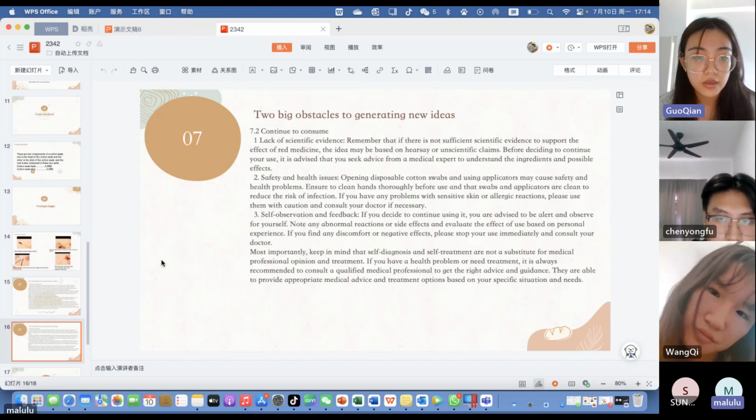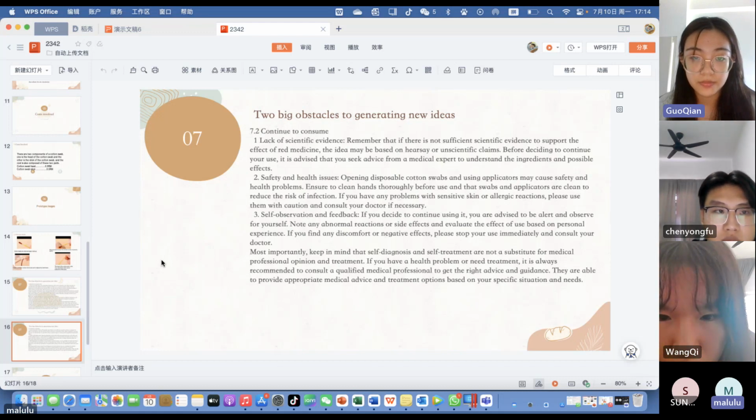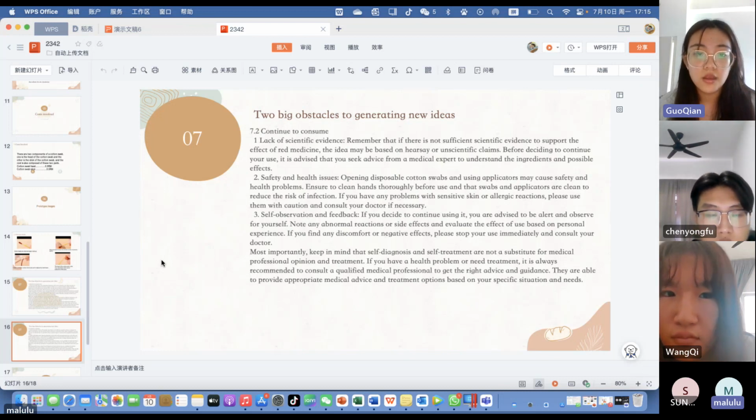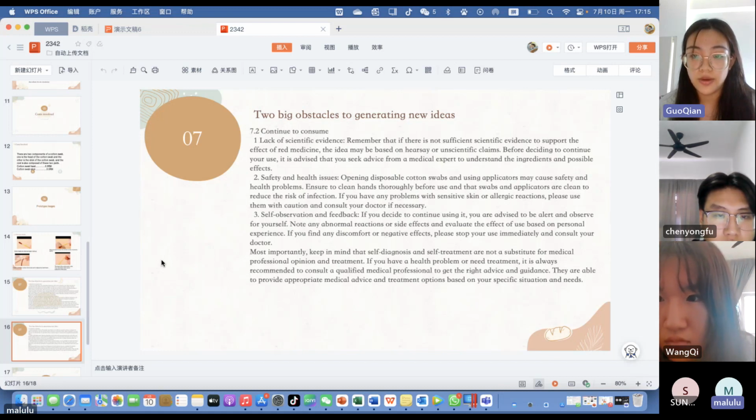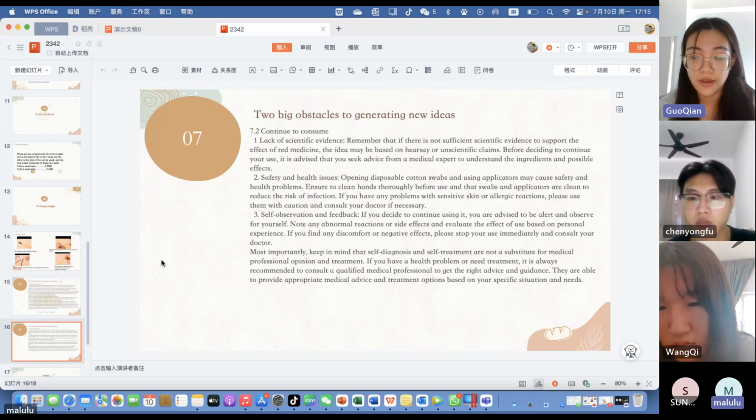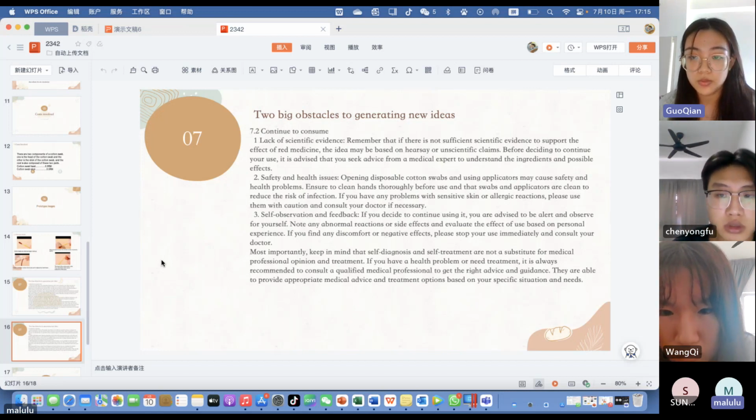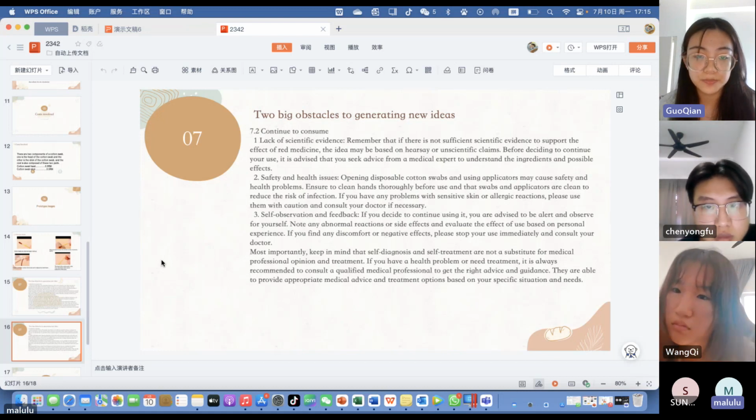Third is self-observation and feedback. If you decide to continue using it, you should be alert and observe for yourself any abnormal reactions or side effects, and evaluate the effect of use based on personal experience. If you find any discomfort or negative effects, please stop use immediately and consult your doctor.